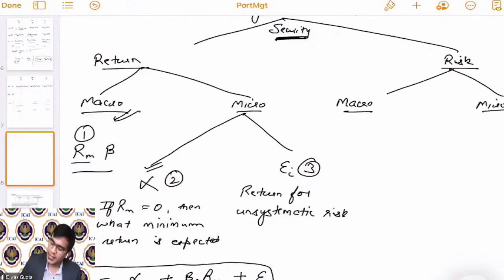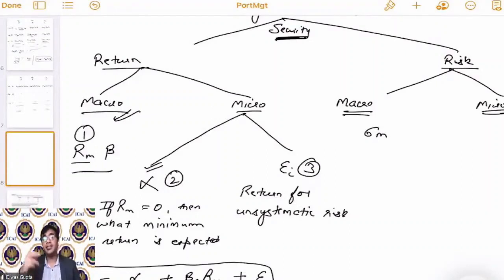The same thing, one is on macro factors and the second one is on micro factors. Now, if you see again, macro factors is from the point of view of the entire market, correct? So what it says is, what is the risk in the market? The risk of the market is the standard deviation of the market, correct? That's what we have also studied.